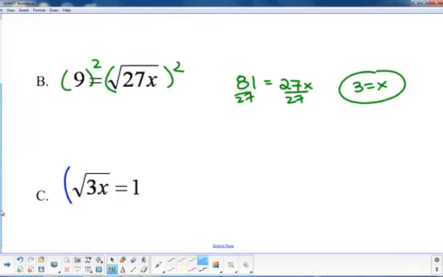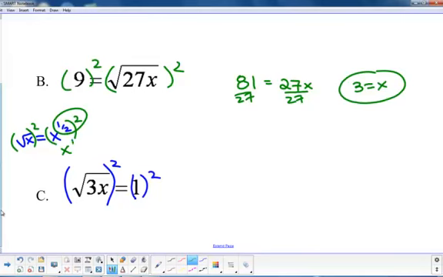All right, isolate the radical sign. It already is. Square it to get rid of it, because remember, the radical sign is the same exact thing as x to the 1/2. So if you square both sides, x to the 1/2 times 2 is x to the 1. So that's why squaring it works. So 3x equals 1. Therefore, x would equal 1/3.